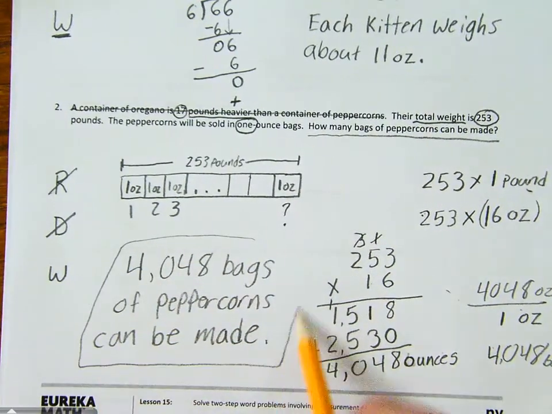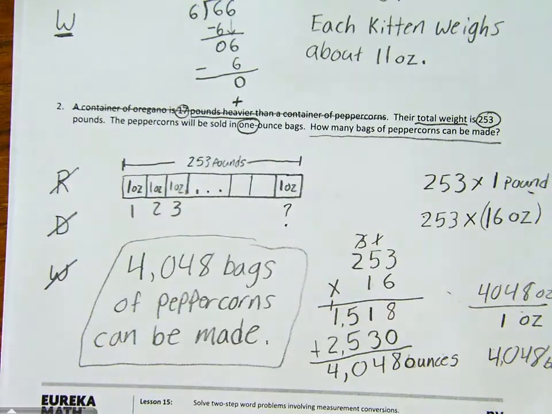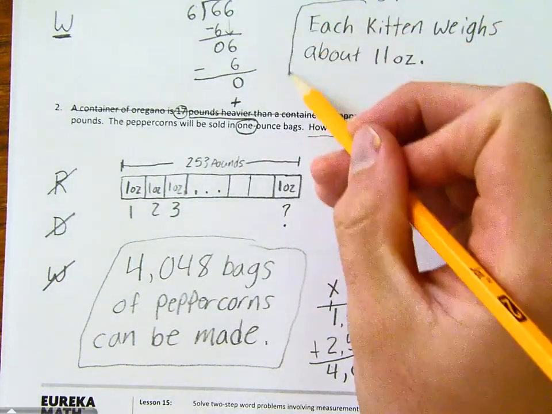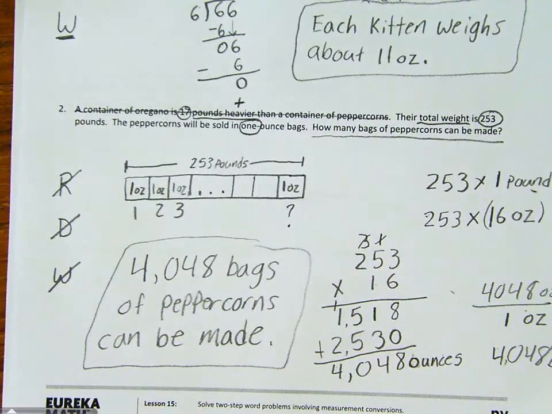I'll box in my answers so we can find it among all this mess. And we're done with our writing part. I'll circle this answer too, box it. I always like to either circle or box my answers just so that I can be clear as to what my final answer is as opposed to my work.